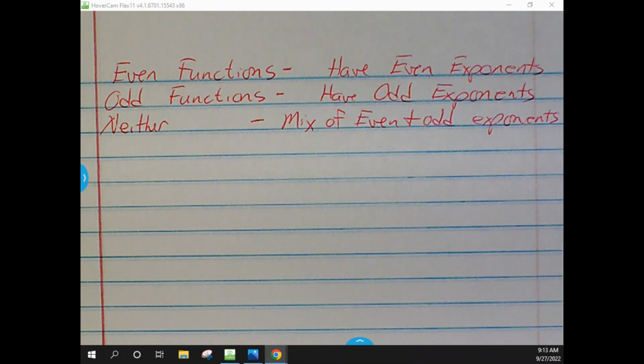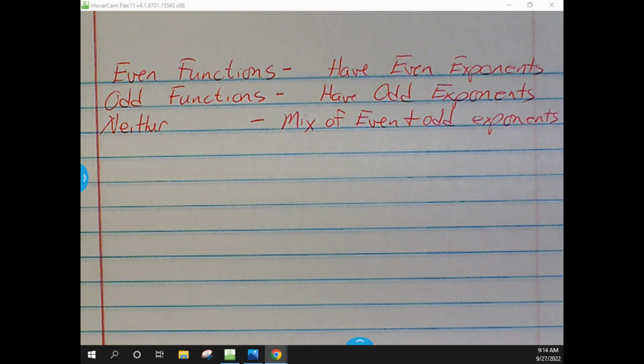Okay, so sometimes on these, they like to make things sound a lot more difficult than they are. But this is one of those things that if they give you an expression and ask, is it even, odd, or neither, it's really easy. You look at the exponents. If they're all even exponents, it's an even function. If they're all odd exponents, it's an odd function. And if it's got a mix of even and odd exponents, it's neither one because it's got a mix. It's a mix of those two.